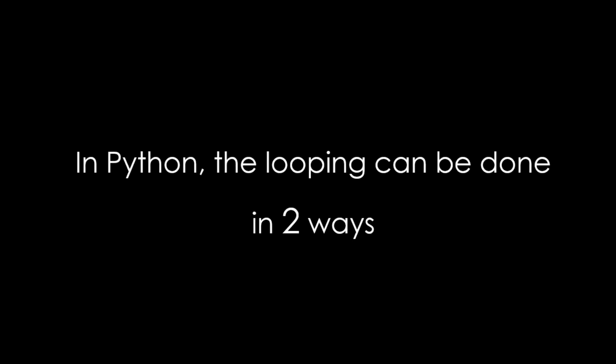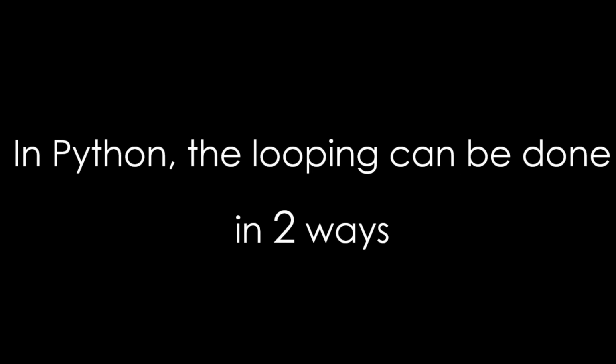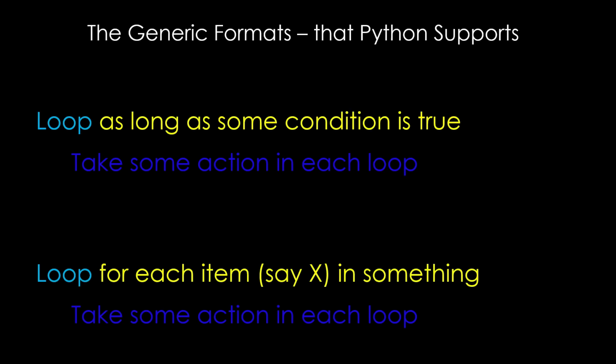In Python, the looping can be done in 2 ways. Let me write down the construct for both. Loop as long as some condition is true, take some action in each loop. The other construct is: loop for each item X in something, take some action in each loop.